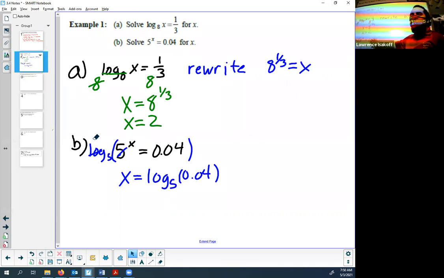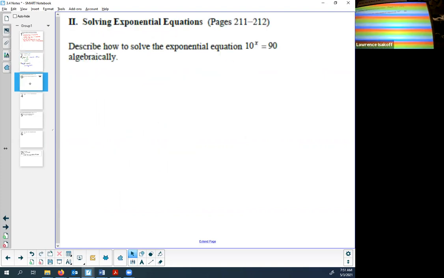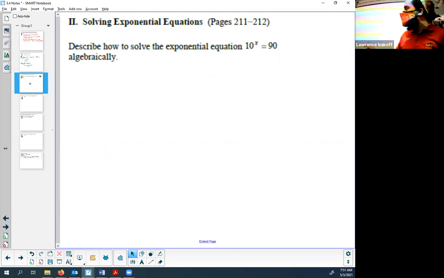So this right here is our idea of undoing. Exponents help undo logs, rewriting as exponentials undoes logs, and logs undo exponentials, just like square roots undo squaring something. Okay. Now, describe how to solve this algebraically.